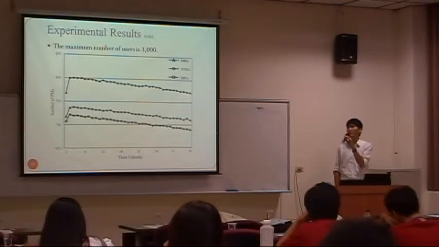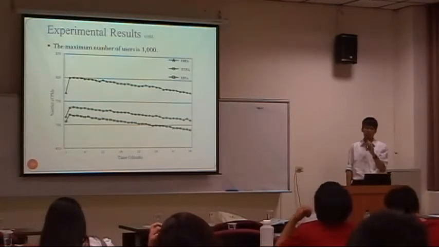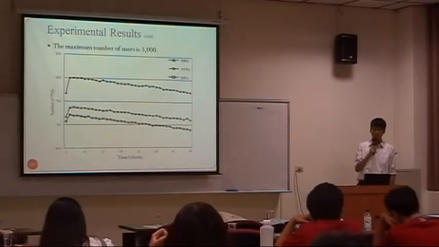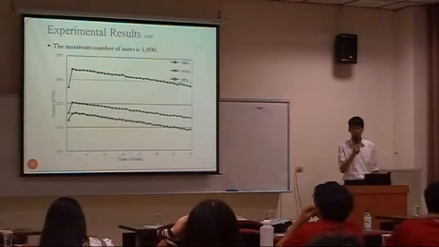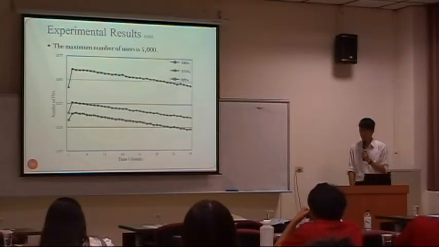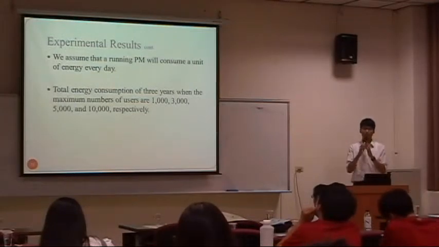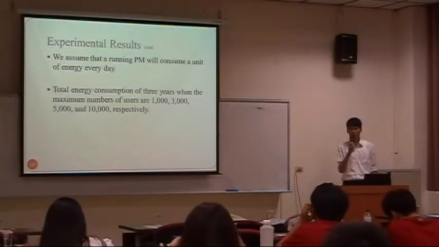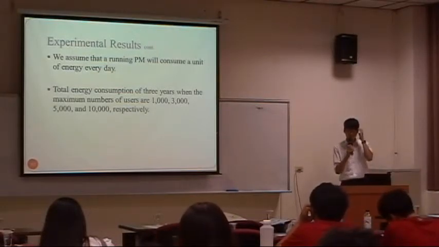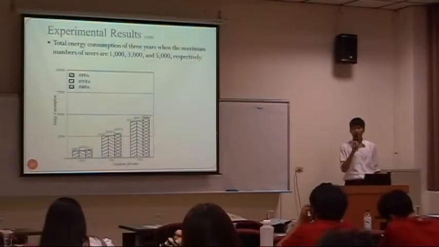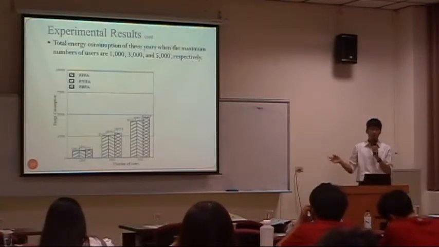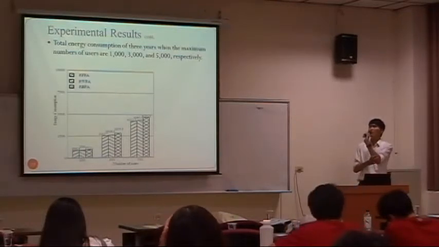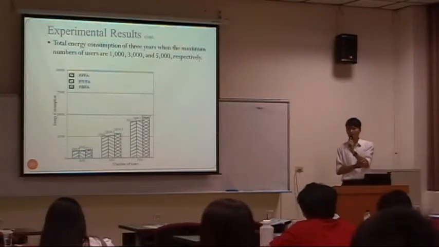And we can see that when the number of users is 3,000, the trends are the same as with 1,000 users, and so it is with 5,000. There is another experimental result. We assume that a running PM will consume a unit of energy every day. So here is the total energy consumption over the overall runtime. We can obviously see the RFFA schema has the best performance here.